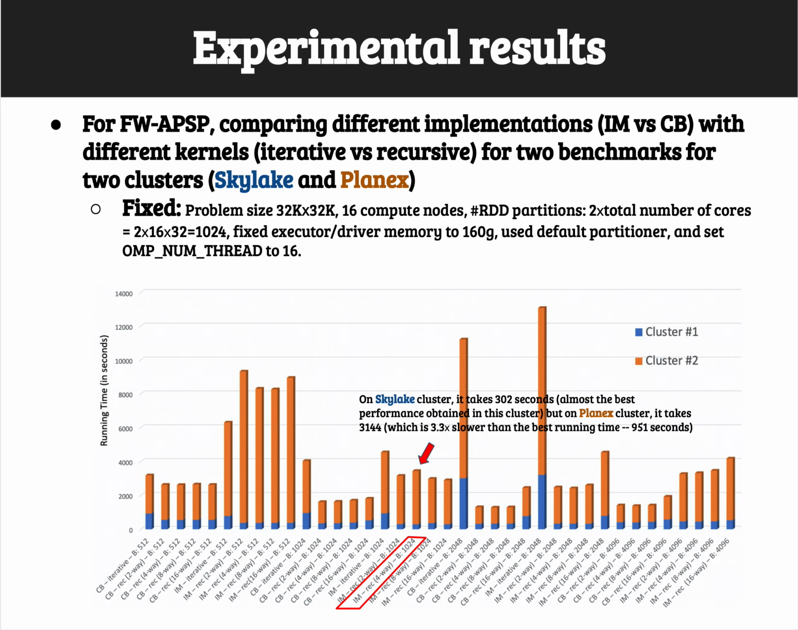Here, finally, we are comparing the performance of benchmarks in 2 different clusters, and the most important observation we have here is that if the algorithmic and system parameters, such as block size and kernel type, are chosen independent of system configuration, the resulting execution can be very inefficient. For example, considering the in-memory execution for block size 1K with recursive 4-way kernels, we can see that in the first cluster, it runs almost the fastest. However, in the second cluster, it runs 3.3 times slower than the best running time in this cluster.